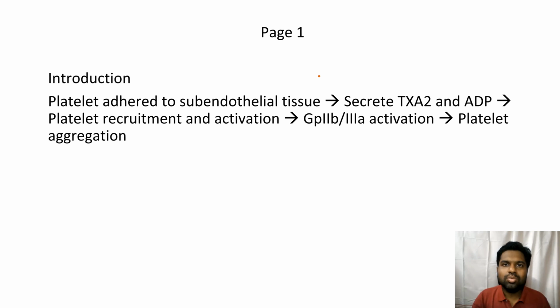Let us start our notes with an introductory flowchart where there is platelet attaching to the subendothelial connective tissue, then releases thromboxane A2 as well as ADP. This causes recruitment and activation of platelet, GP2B/3A activation, then platelet aggregation.